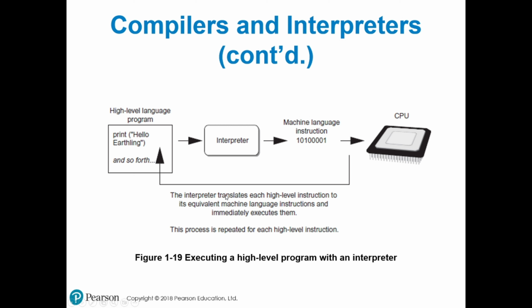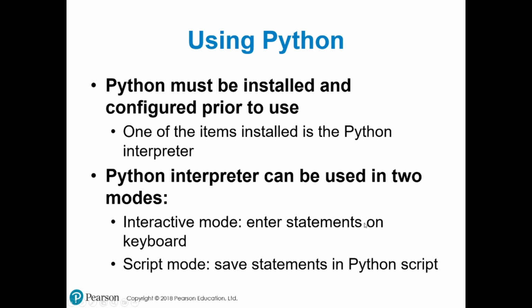This is a simple example or pictorial representation of how a compiler or interpreter works. A high level program like print hello world is converted by the interpreter into machine binary, which is executed. Basically, an interpreter translates an instruction, which is a single statement or line, whereas a compiler translates an entire program. That's the only difference, and this process is repeated for every instruction.